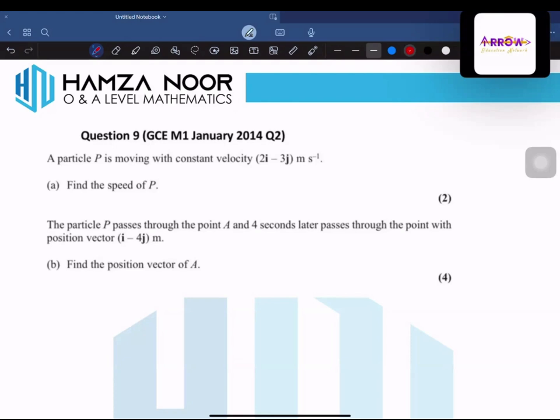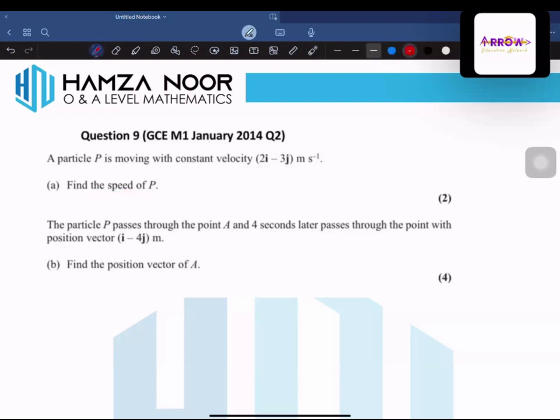So first we have question number 9 over here, which is GCE M1 January 2014, question number 2. The question is saying that a particle P is moving with constant velocity 2i minus 3j meter per second. The requirement of part A is to find the speed of the particle P.